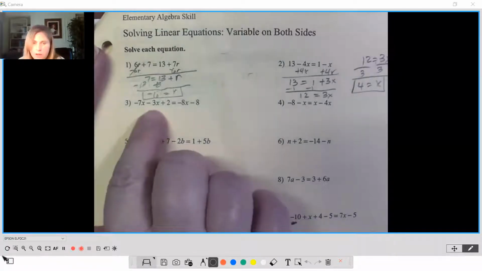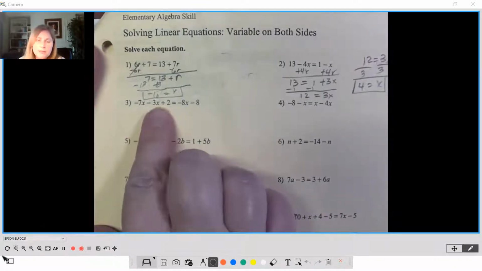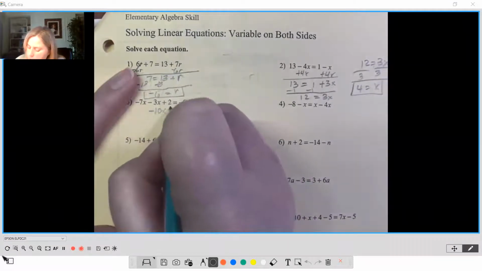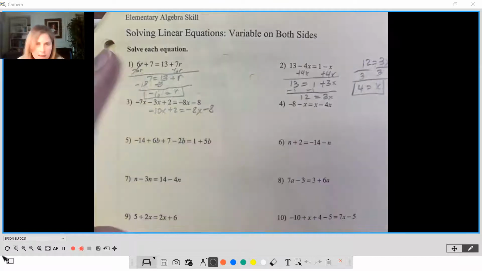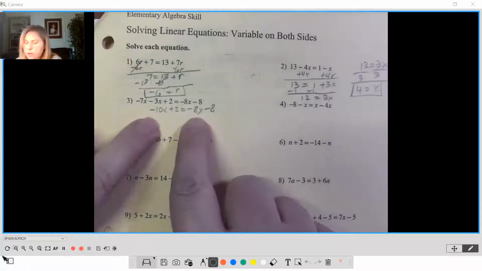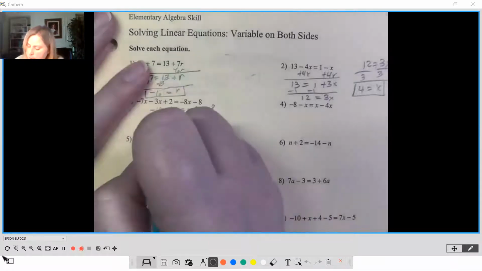Number 3, we want to get all of our x's together on the same side. On the left side, we actually need to combine like terms first. So simplify before we solve. Negative 7x minus 3x is negative 10x. Bring down the plus 2 equals negative 8x minus 8. And then again, you can either add 10x to each side or add 8x to each side. Since I want to go ahead and make my variable positive, I'll add the 10x to each side.